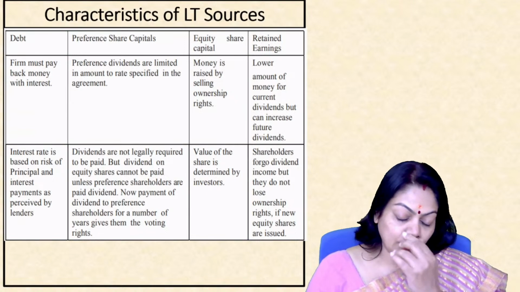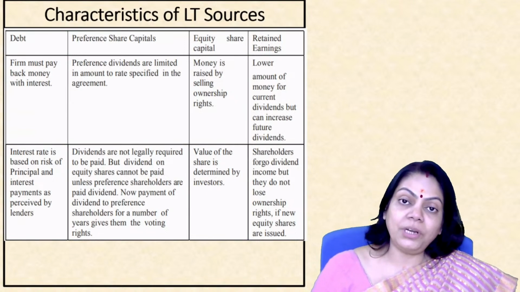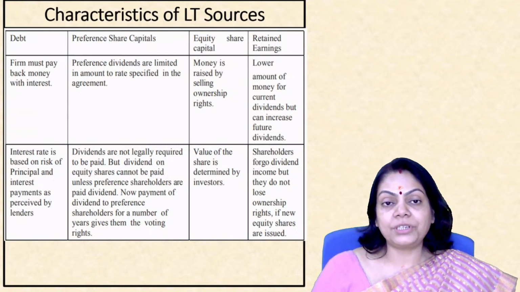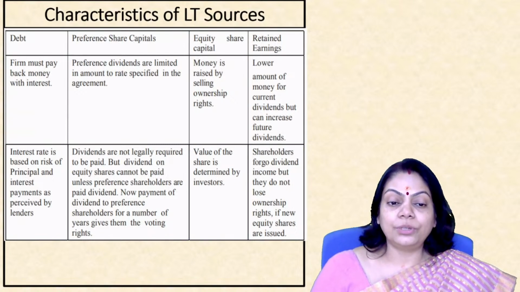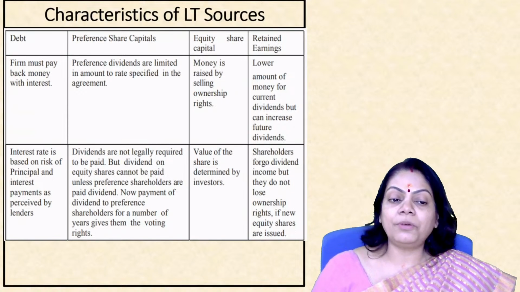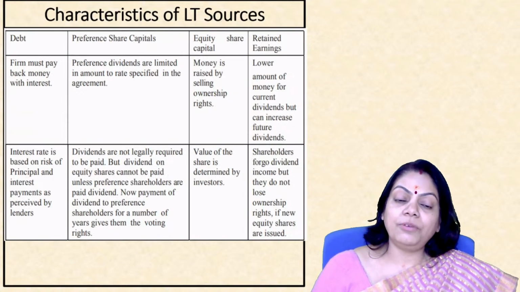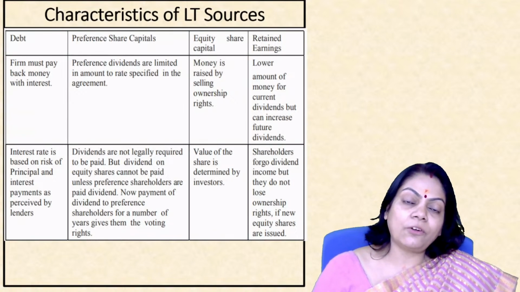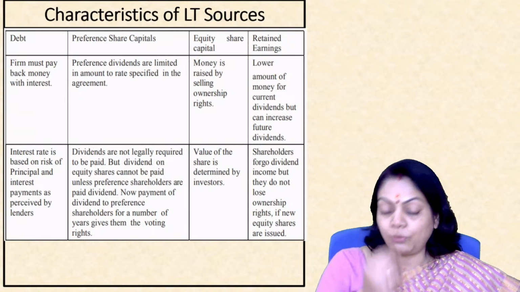Which means the moment you want to pay the equity dividend, the payment of the preference dividend becomes necessary. So the non-payment of dividend to preference shares for a very long time gives them the voting right. So in essence, they get converted into the equity share.